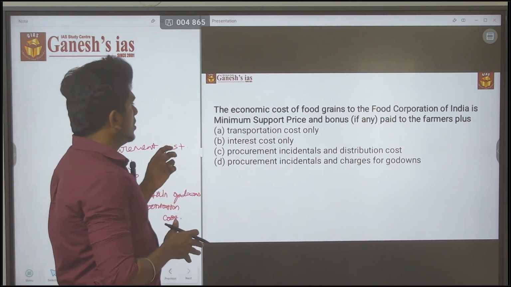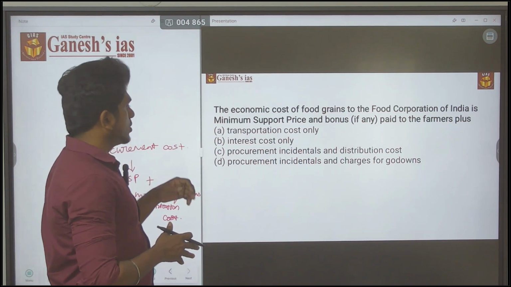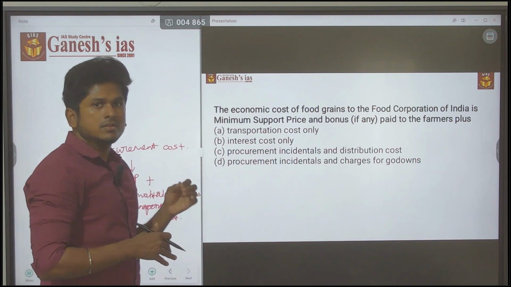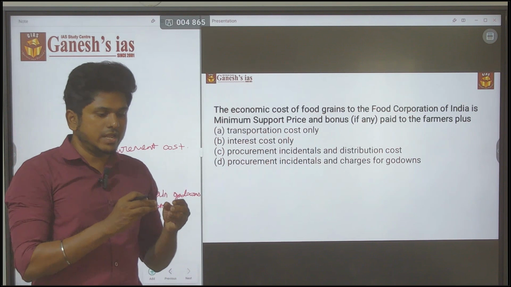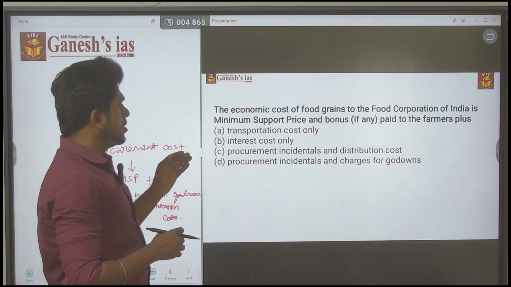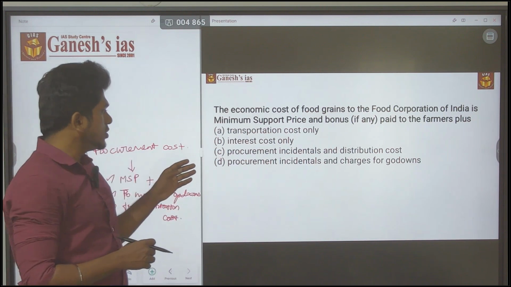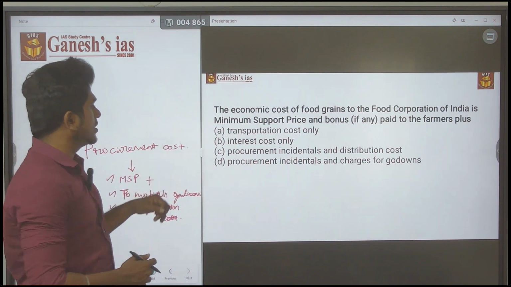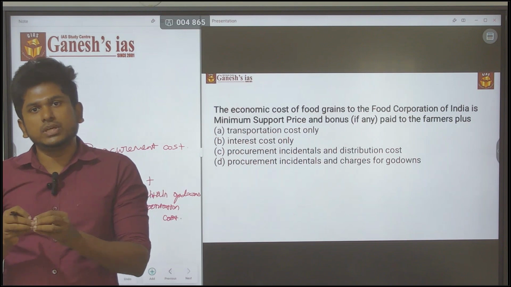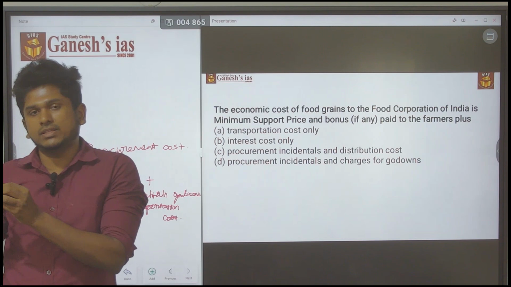Transportation cost only, interest cost only, then C is procurement incidental and the distribution cost. The distribution cost is nothing but the sending of all the produce to the state government. That is the distribution cost, procurement incidental, and the charges for the godown. So please note that the answer is C. Distributing it to the state government and the maintaining of the godowns by the state government are not borne by the FCI.